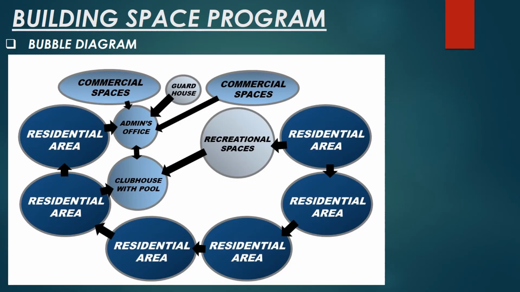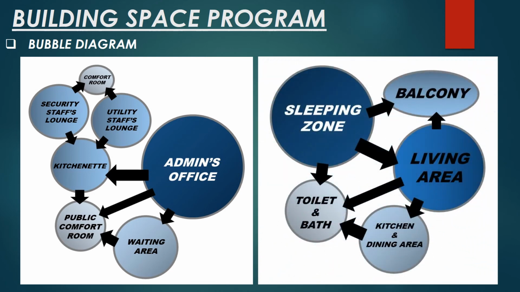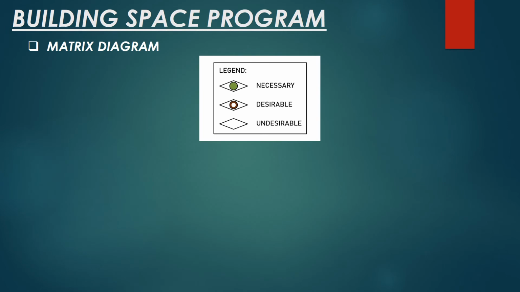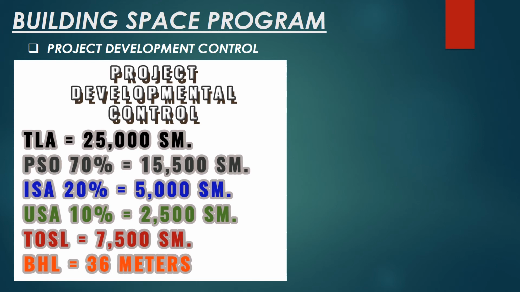And for the building space program, we have here the bubble diagram showing the accessibility of each space. This is the bubble diagram of the whole lot. The bubble diagram of the admin space, and most importantly, the residential space. And also the matrix diagram, and also we will consider the percentage of PSO, ISA, and USA for the project development control.